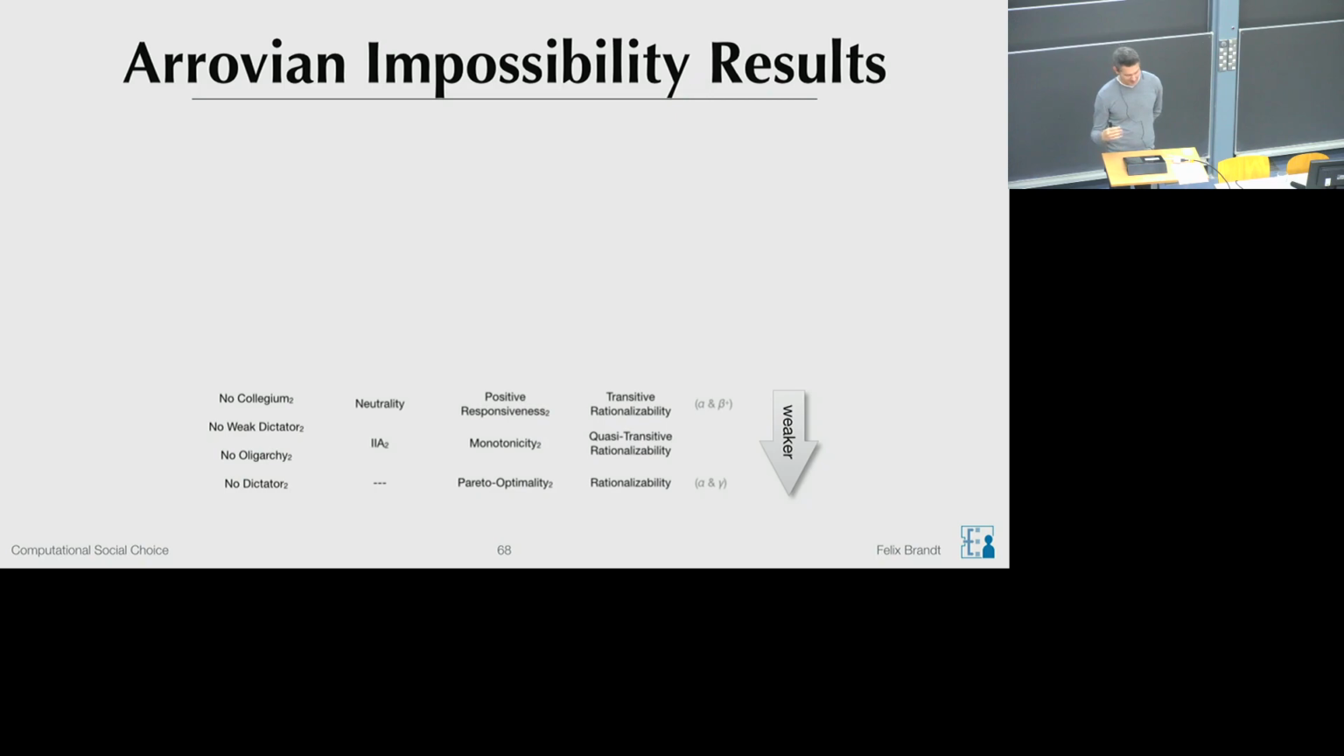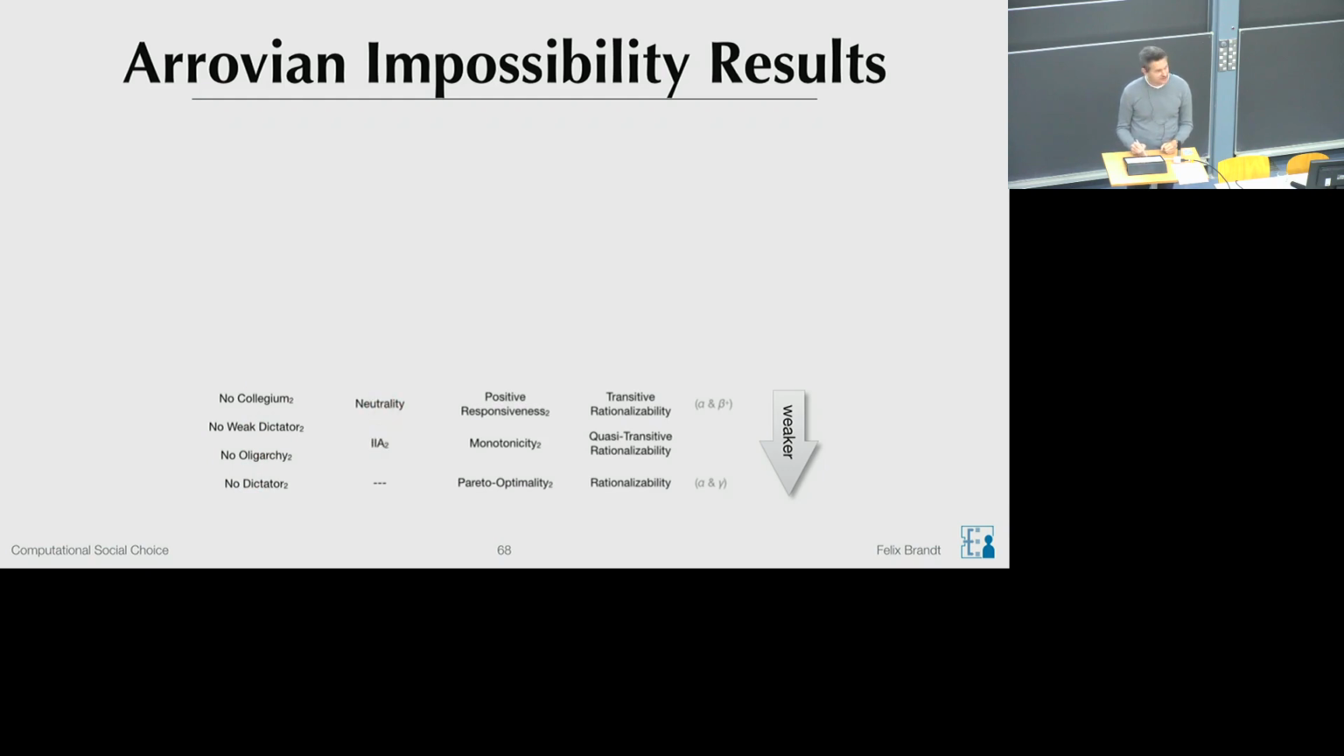From then on, we will talk about positive results. But these results define the boundary of what can be achieved in social choice. So we have these four different categories of properties. There should be no dictator, no oligarchy, no weak dictator, no collegium. So this is like the turned around hierarchy that we had from the previous slide.